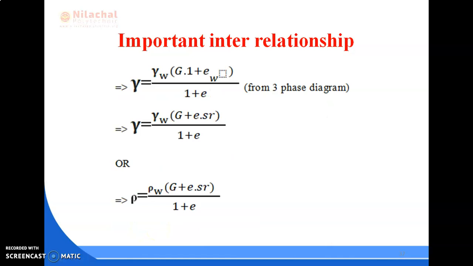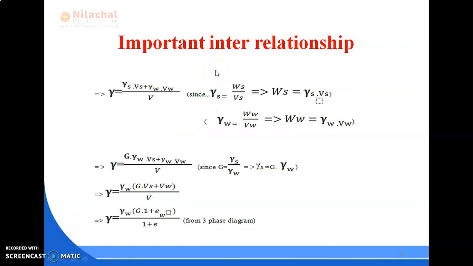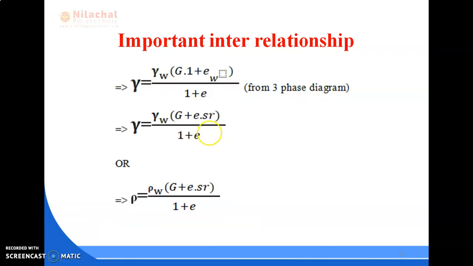So this is the formula: gamma equal to gamma W within bracket G plus Ew by 1 plus E. Again, in place of Ew, from equation 1 we know Ew value is E into SR. Put it here. So gamma equal to gamma W into G plus E into SR by 1 plus E. So this is the relation. Most important.